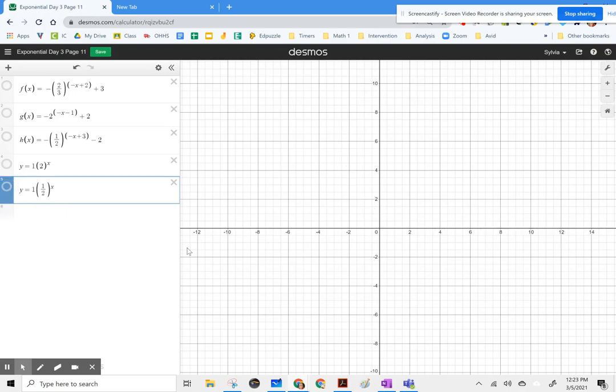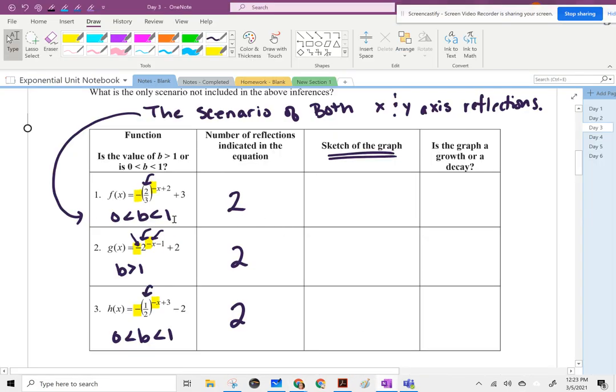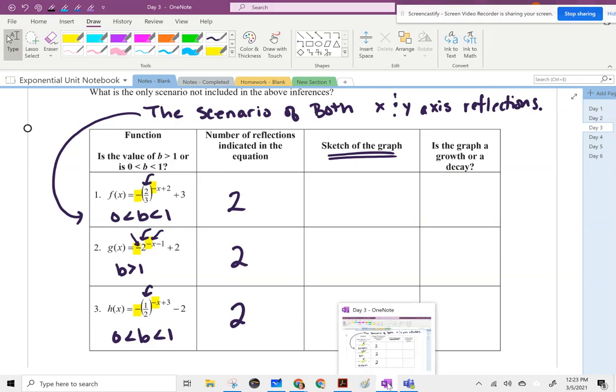All right, so now let's go and take a look at f of x. So notice that we look at this here. We notice we have two reflections, and we would start off with b between 0 and 1. So with no reflections, that would be decay. But now we've got two reflections. All right, so let's see what that graph's going to look like here.